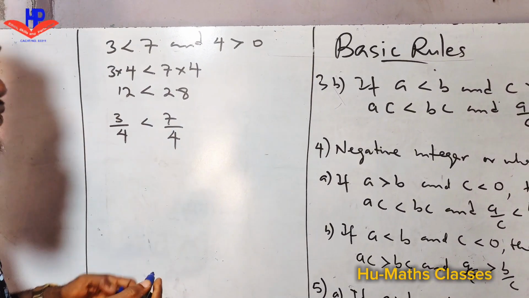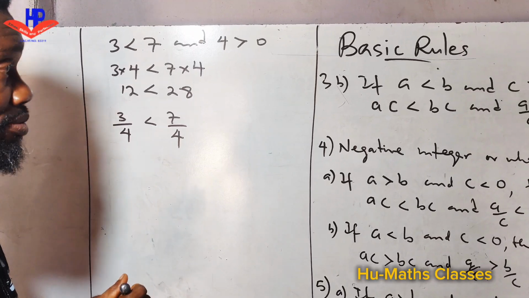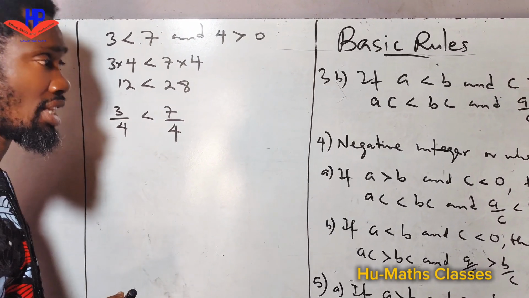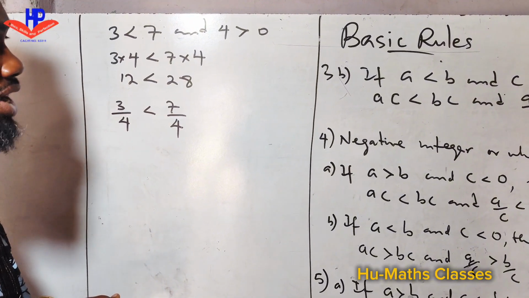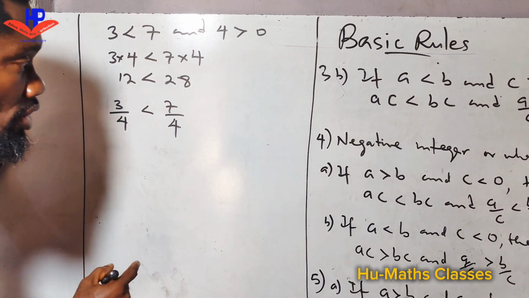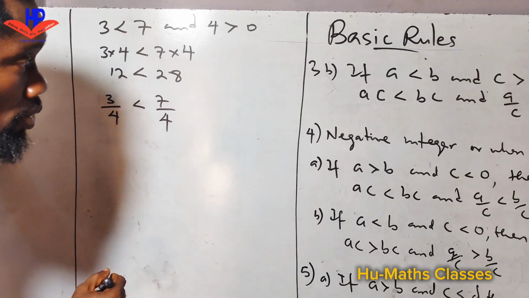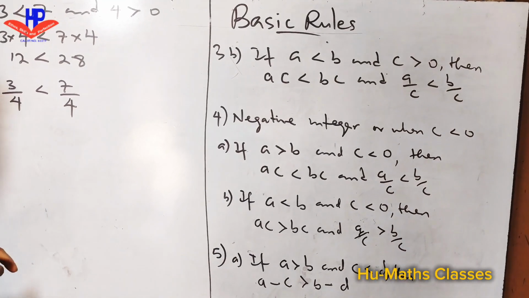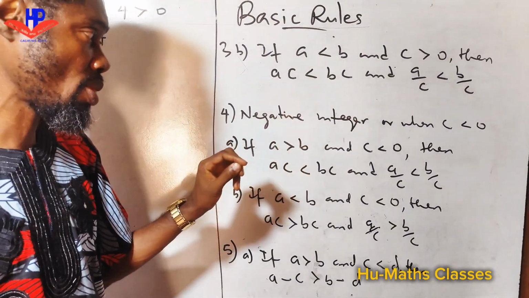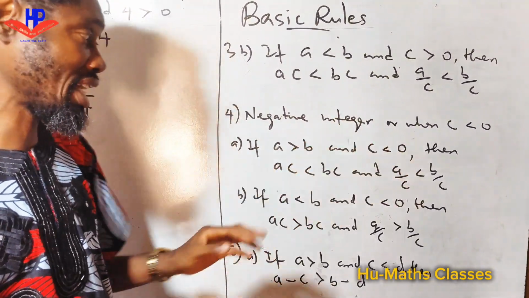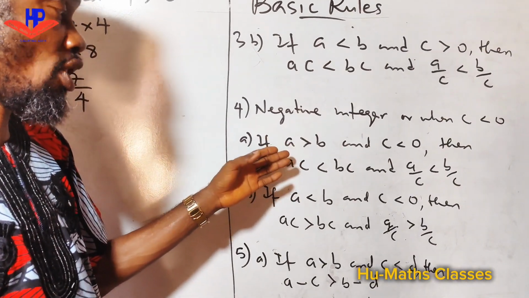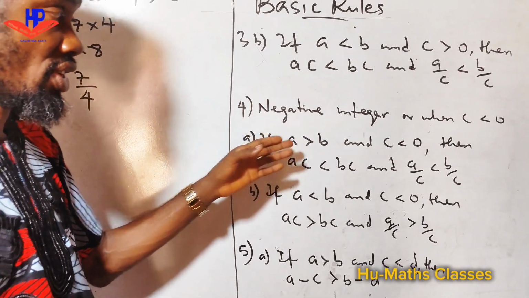So that rule is true: if a is less than b and c is greater than 0, then ac is less than bc, and a divided by c is also less than b divided by c. Basic rule 4, the negative integer rule, is about when c is less than 0. In that case, the rule tells us that the operational sign of inequality will change.